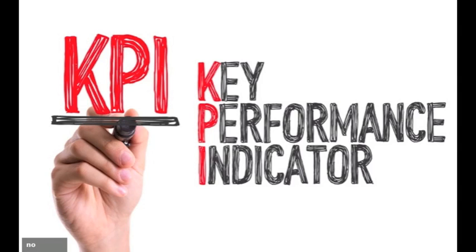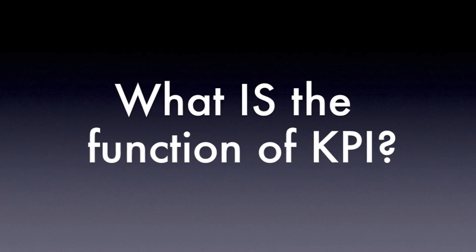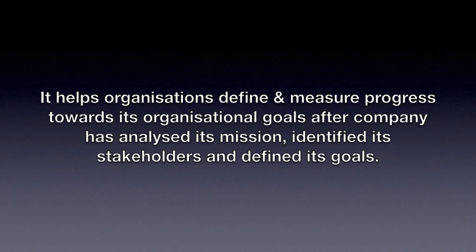KPI is key performance indicator. KPI helps organizations to define and measure progress towards organizational goals, after the company has analyzed its mission, identified all its stakeholders, and defined its goals.